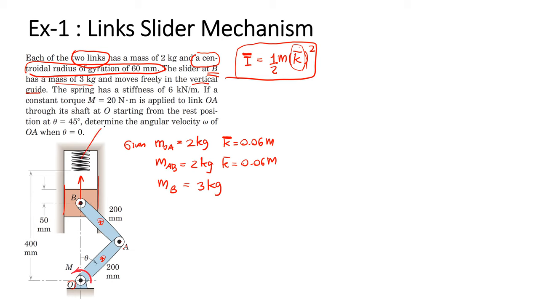The spring here has a stiffness of 6,000 Newton per meter. And at point O, we have an external moment applied, a constant torque M equal to 20 Newton meter in the counterclockwise direction. This constant moment applied about point O will rotate OA in the counterclockwise direction.